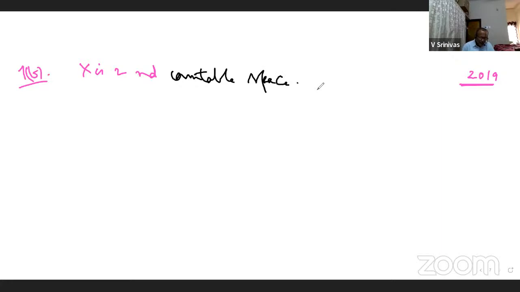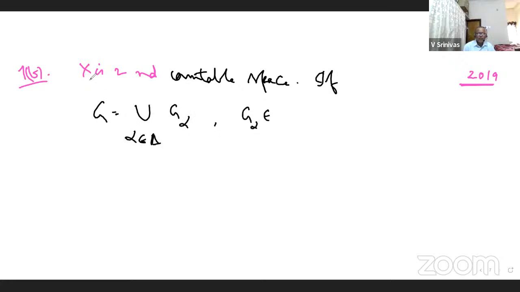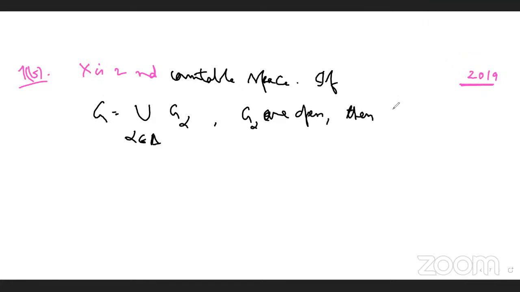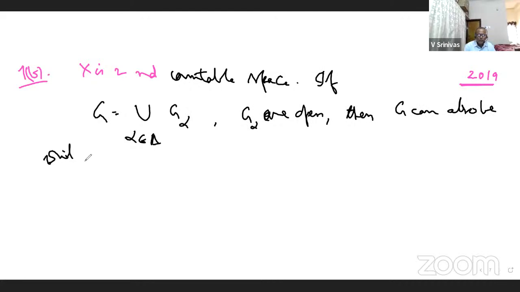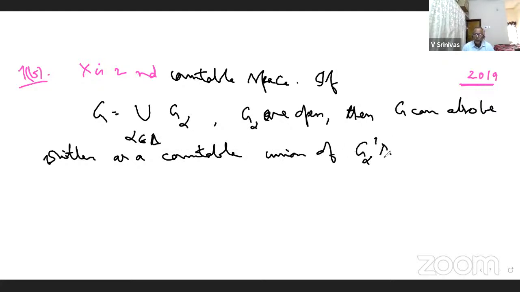If a non-empty set G in X is a union of G alpha, alpha belongs to delta, where the G alphas are open in X, then G can also be written as a countable union of G alphas.